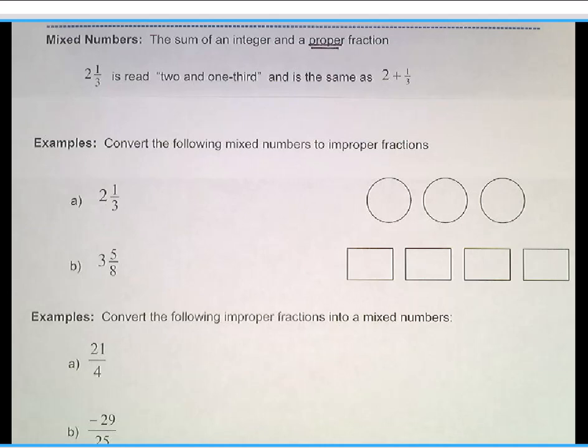So let's practice converting mixed numbers into improper fractions and vice versa. First way we're going to go is from mixed to improper. I'm going to start by showing you how this would work with a picture, and then we'll see if we can come up with some sort of a little shortcut.